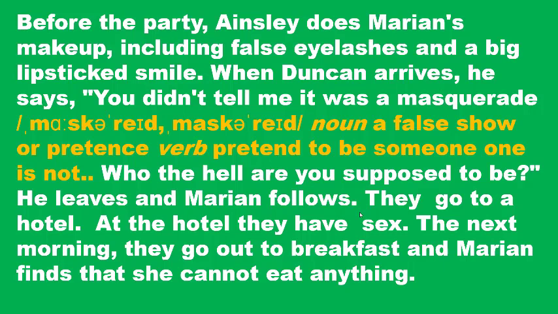Okay, now what happens is, Peter has called for a party, the marriage party. And Mariam has called Duncan for the party. Now, when Ainsley and Mariam are getting ready for the party, Duncan arrives and blames Mariam for showing a false relationship.